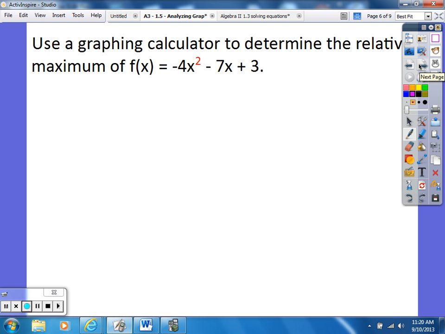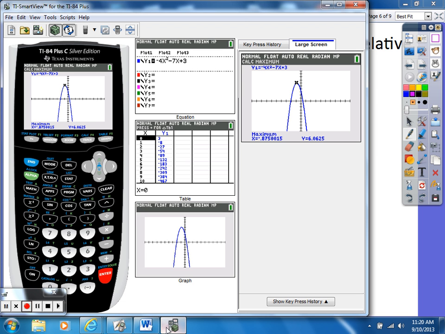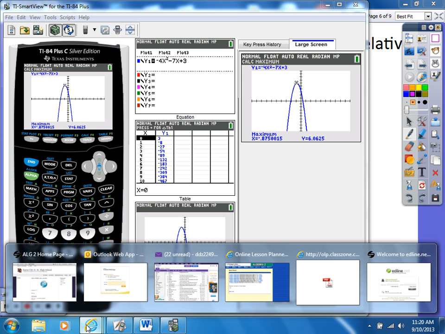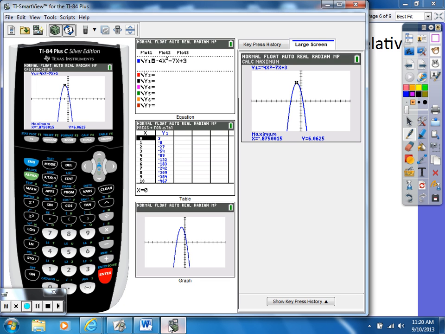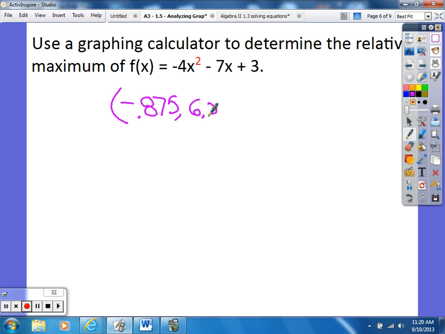We'll actually write it down that way, where we'll write negative 0.875. We're going to round it slightly, and I'm only rounding it because now it has 2 zeros with it. That's close enough now. And then 6.0625. That's not too much to write. That is the answer.